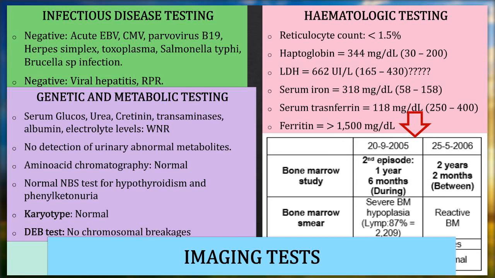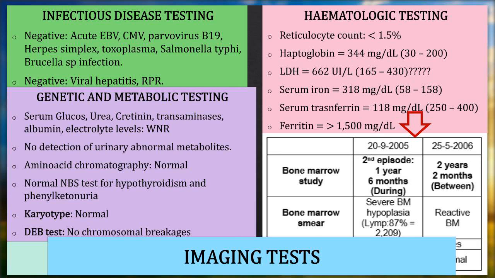Extra testing that we realized, infectious disease testing, everything was negative, at least for EBV, CMV, parvovirus, herpes simplex, toxoplasma, salmonella, brucella, also viral hepatitis and syphilis testing. We also did some genetic and metabolic testing, and it was really unremarkable, within normal ranges. We checked for urinary abnormal metabolites, none. Amino acid chromatography, normal. We even did newborn screening tests for hypothyroidism and phenylketonuria, normal. The karyotype showed normal girl. And DEB test, looking at autosomal breakages, also normal.